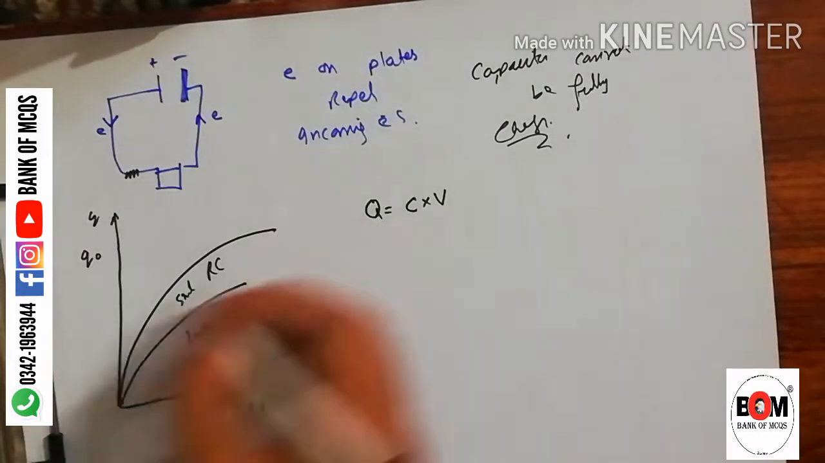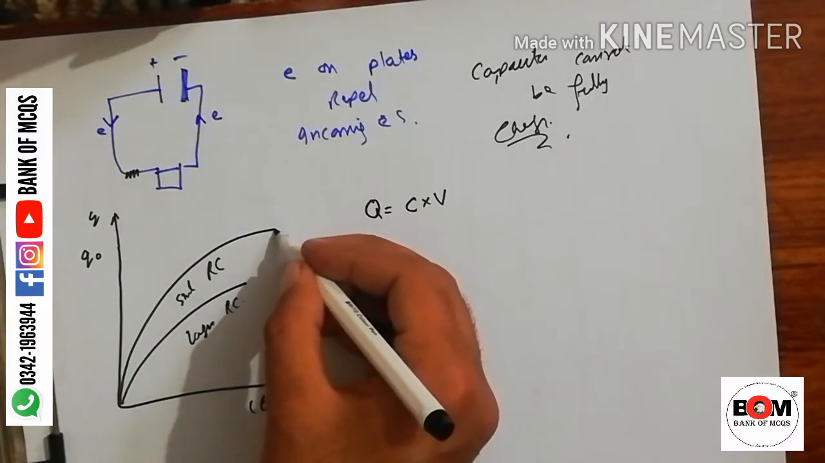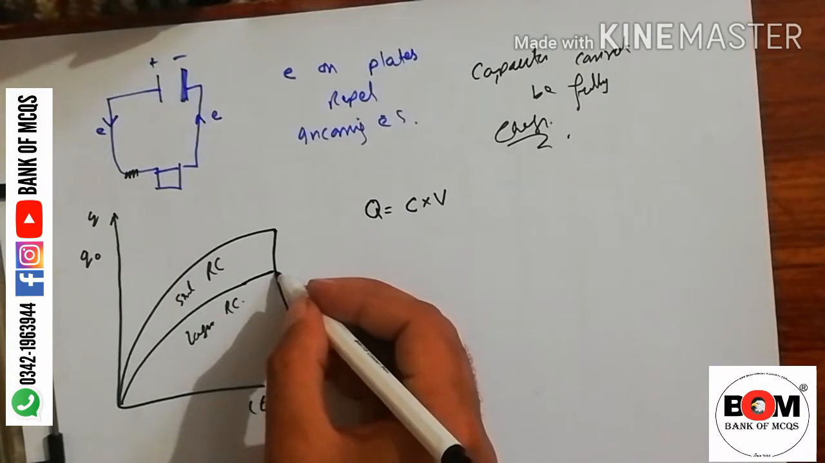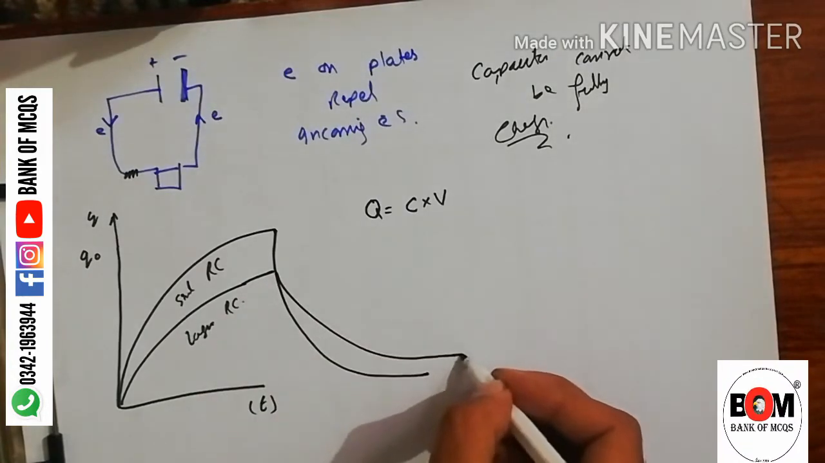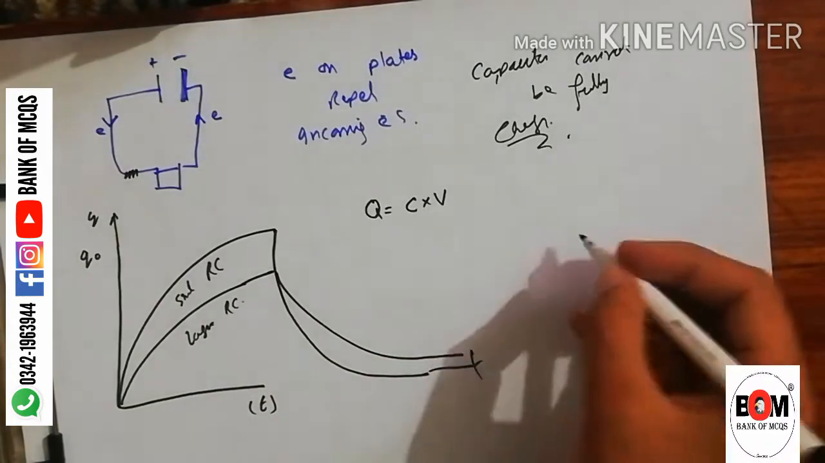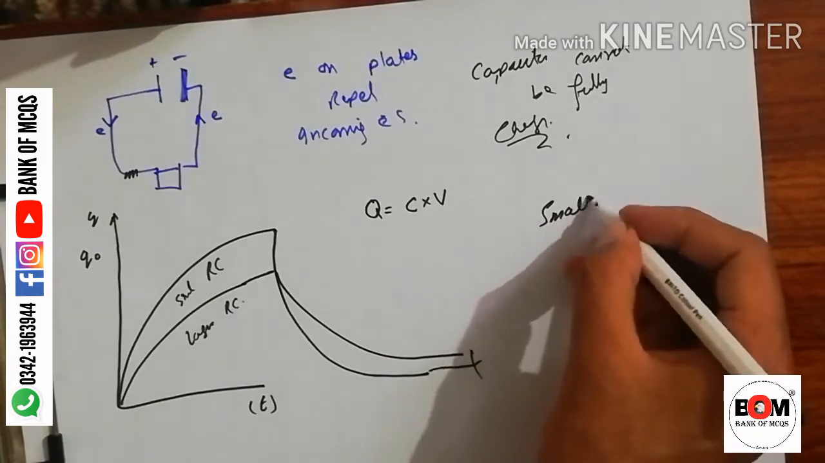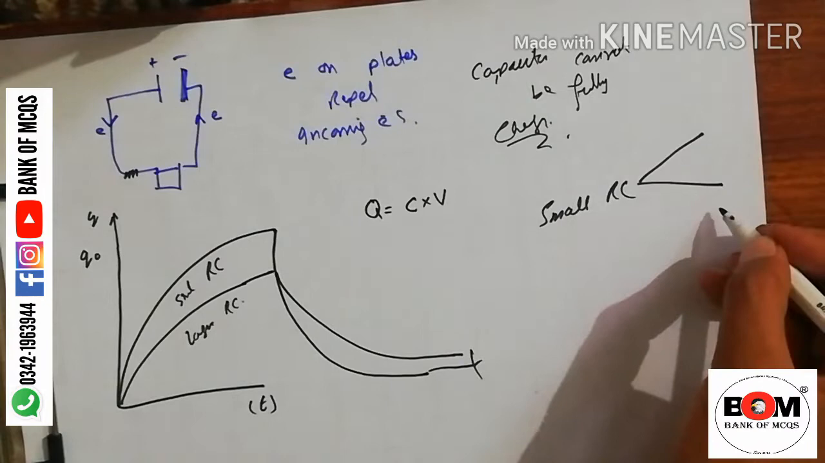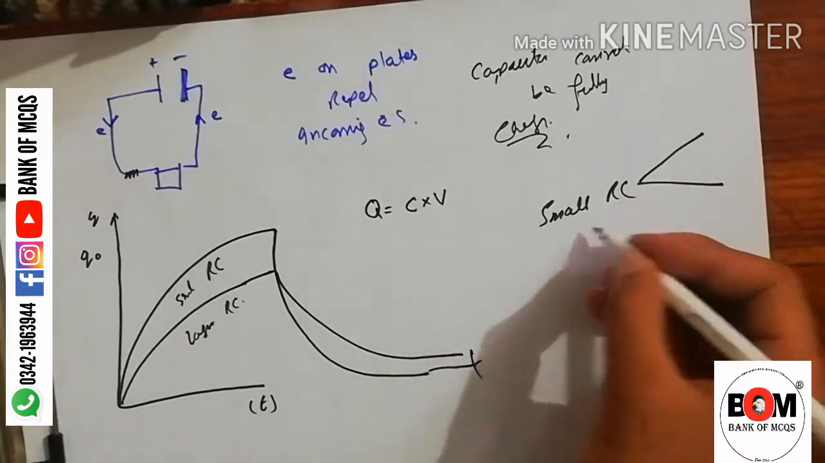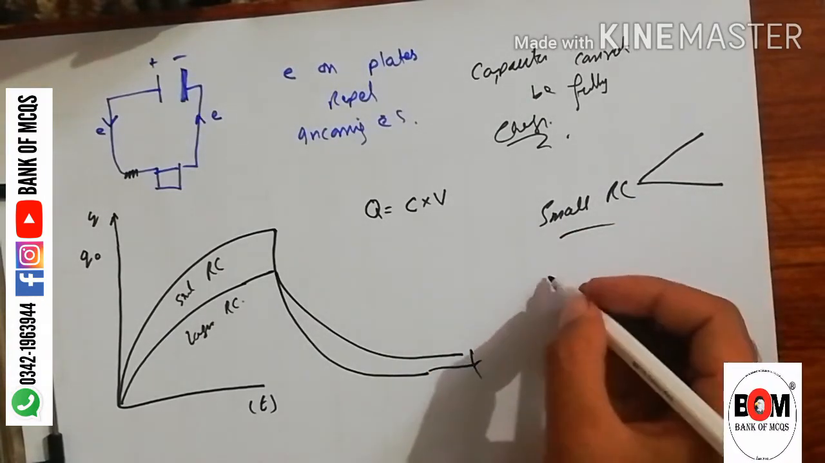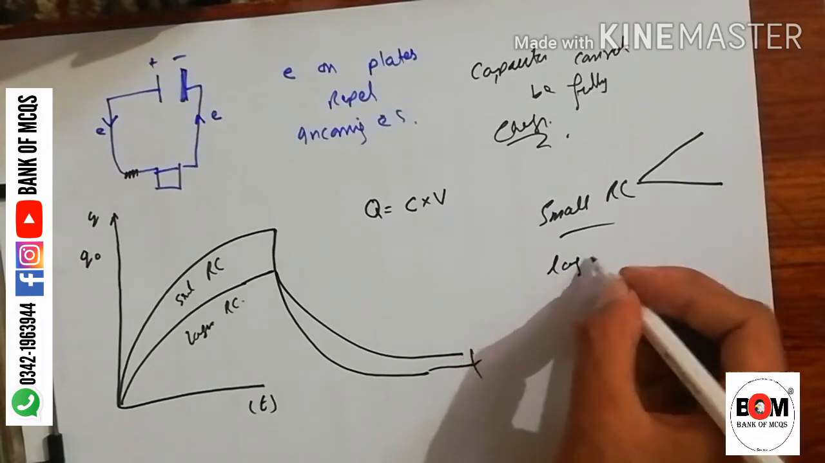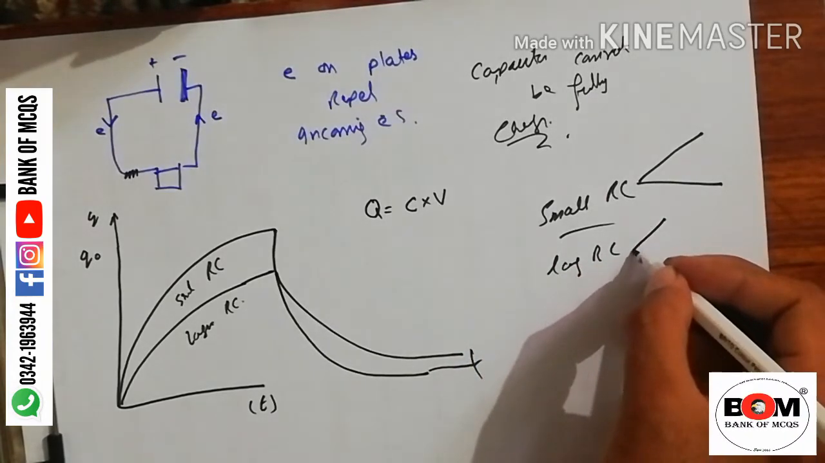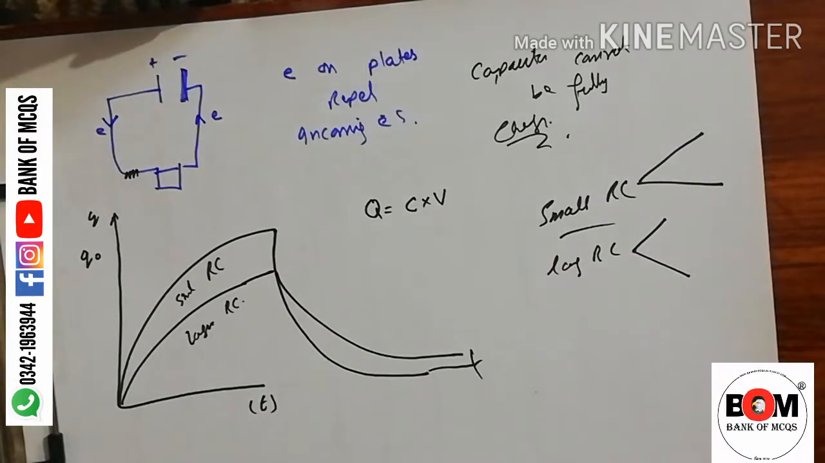Now this was for charging. For discharging, smaller the RC value, the sooner it will be discharged, and the larger the RC value, the greater the time it will take to discharge. So bear in mind, the smaller the RC value, the easier it will charge and easier it will discharge, and with a large value of RC, it will take a large time to charge and a large time to discharge.